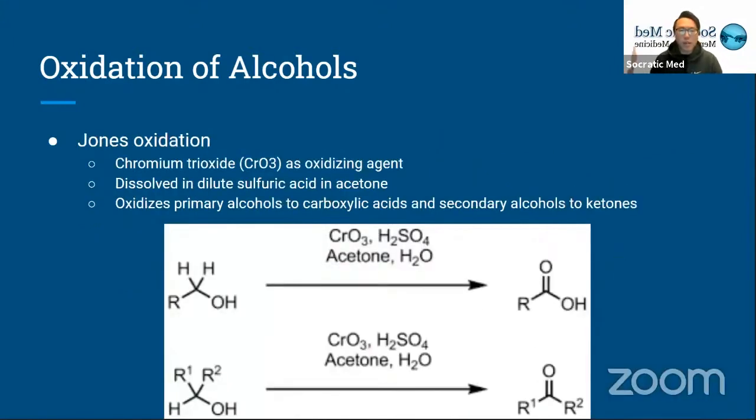And then another form of oxidation is called Jones oxidation. This is when it uses chromium trioxide as an oxidizing agent. So CrO3 is the formula for chromium trioxide. So in this reaction, the chromium trioxide is dissolved in dilute sulfuric acid in acetone, and it functions similar to those strong oxidizing agents where it oxidizes primary alcohols to carboxylic acids and then secondary alcohols to ketones as well.